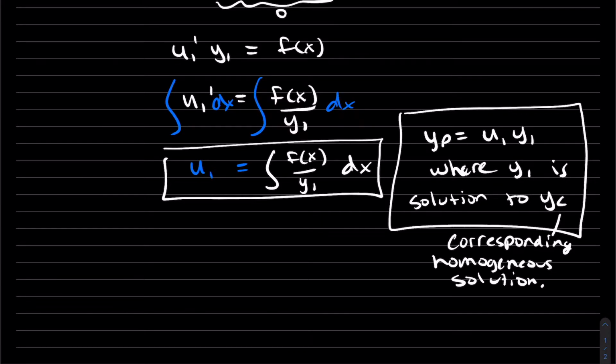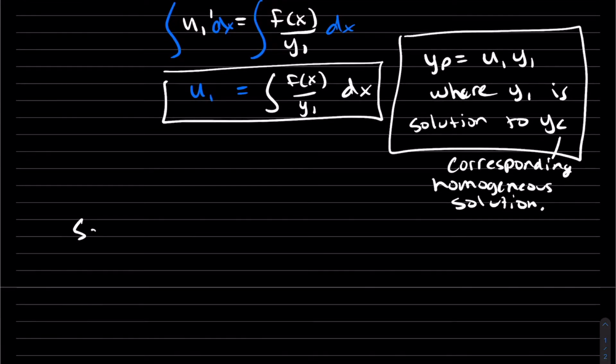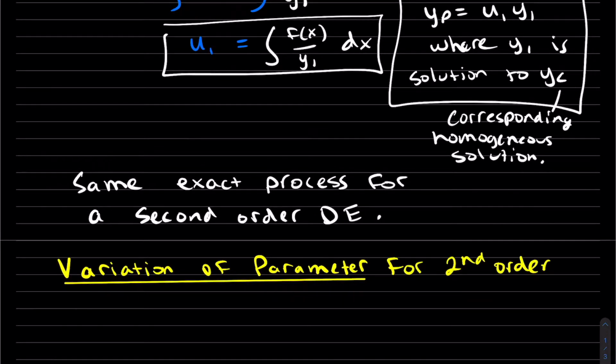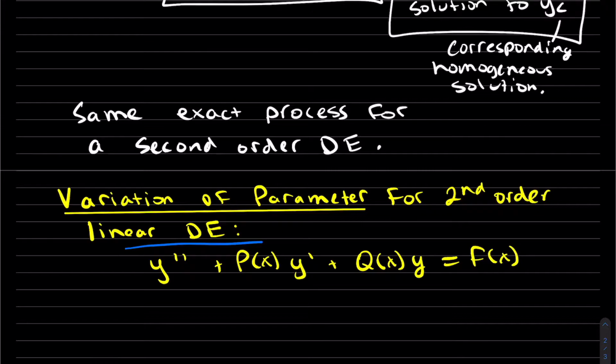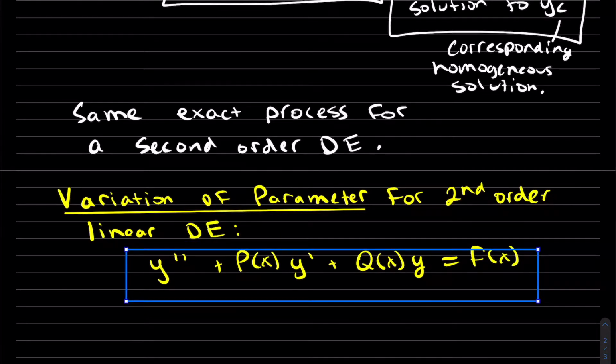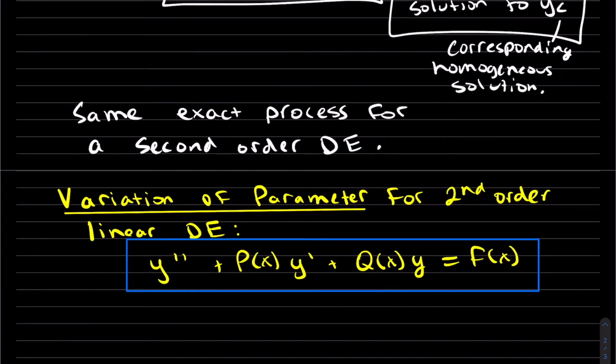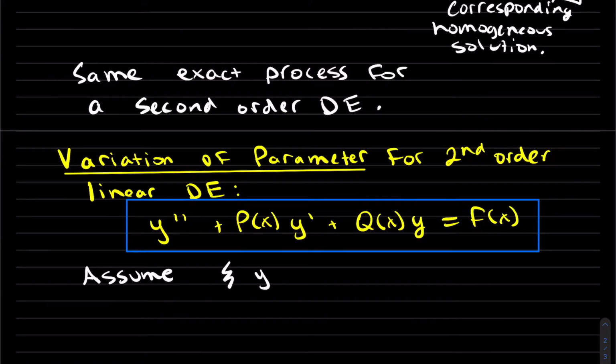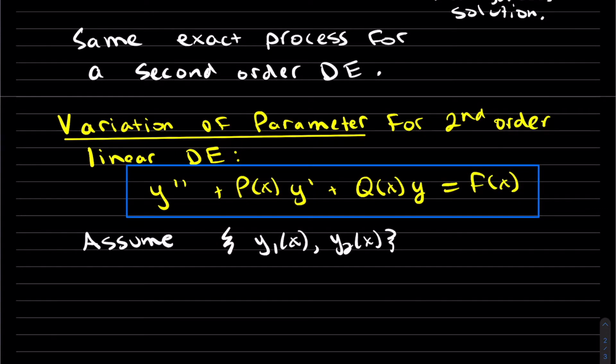Okay, so now I want us to look at the same exact process for a second order linear DE. We do start it off with standard form. So this is our second order linear differential equation. It has to be in this form, leading coefficient of 1. And we're going to assume that we have y1 of x and y2 of x. So we have two solutions. This is our fundamental set, which forms our homogeneous solution.